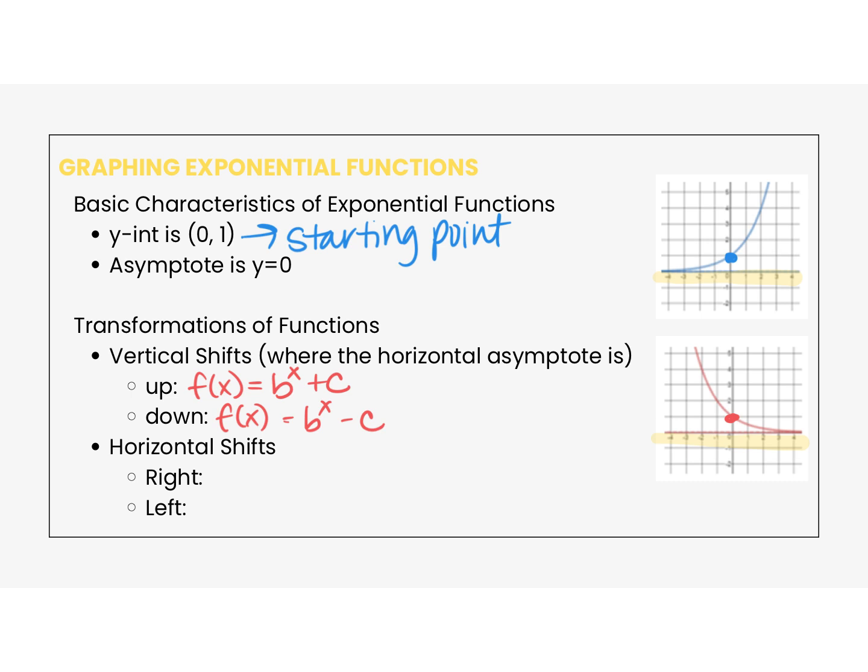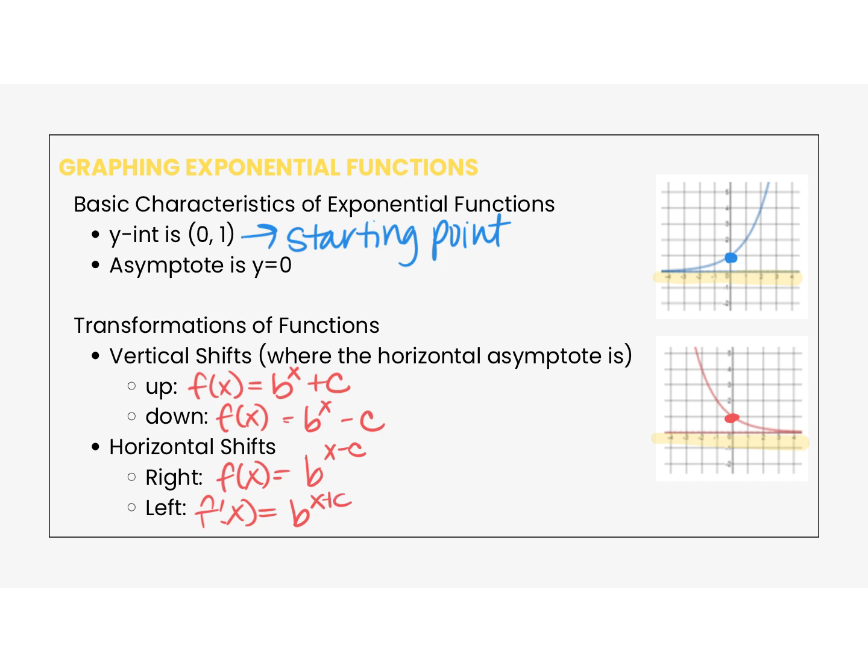Okay, so that should look familiar. Up is plus, down is minus, and it's outside of the exponent. Now, when we talk about horizontal shifts, right or left, that's going to be with the x. So it's going to be up in the exponent. So if we're shifting right, it's going to look like f of x equals b to the x minus c. Again, you can see that it's up with the exponent there. And if we're shifting left, we're going to have f of x equals b to the x plus c.